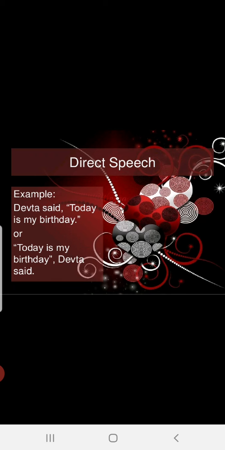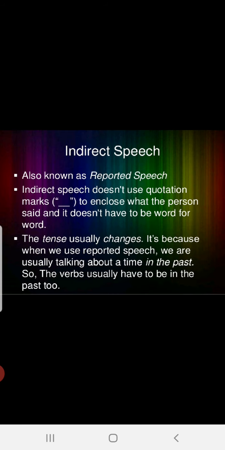Fine, here's one example for you. Devta said, "Today is my birthday." See, whose birthday is that? Devta's only, because Devta is telling that today is my birthday. See, the words are in inverted commas or quotation marks. Or, "Today is my birthday," Devta said. Who said these words? Devta. What did Devta say? Today is my birthday.